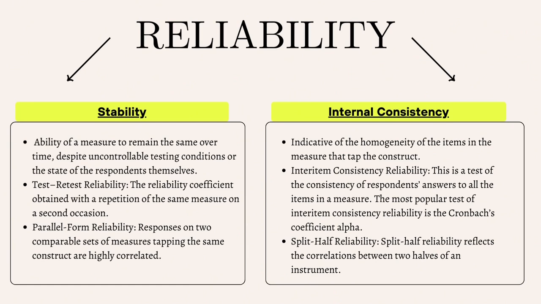Next is internal consistency. It is indicative of the homogeneity of the items in the measure that tap the construct. There are also two methods to measure internal consistency. The first method is inter-item consistency reliability. This is a test of the consistency of respondents' answers to all the items in a measure. The most popular test of inter-item consistency reliability is the Cronbach coefficient alpha. Second method is split half reliability. Split half reliability reflects the correlations between two halves of an instrument.